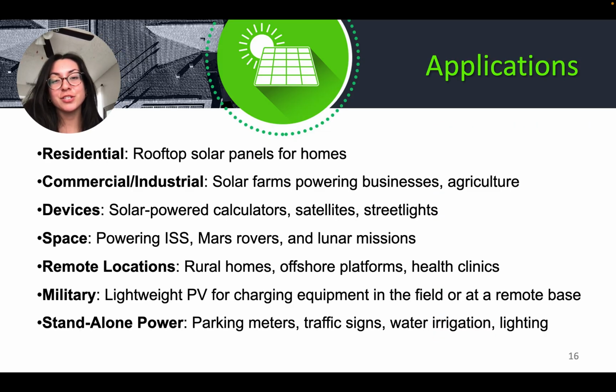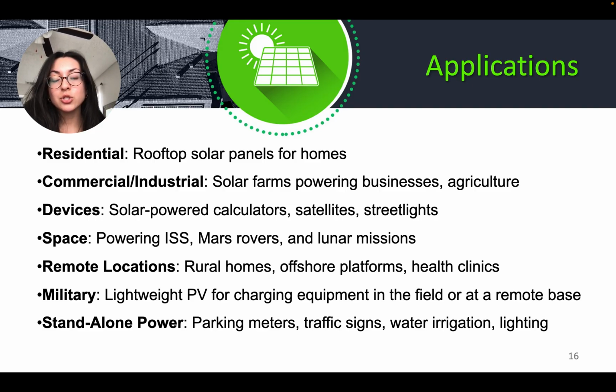Solar power is used in a ton of different ways. On the residential side, we've got rooftop panels that power homes. Then on a larger scale, there are solar farms that help run businesses or support agriculture. We also see it every day in everyday devices such as calculators and even streetlights. In space, solar is huge. It powers satellites, the International Space Station, and even rovers on Mars.